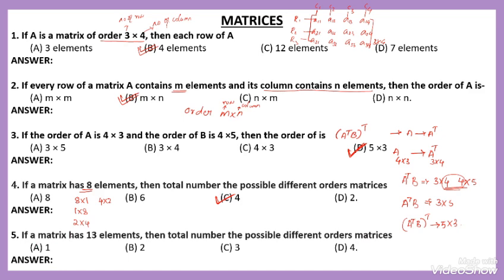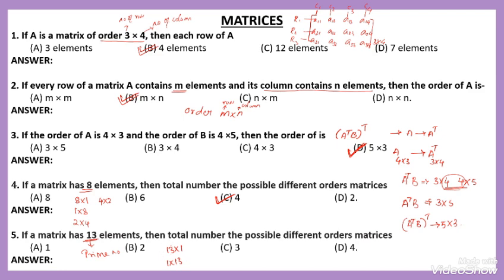Here, question number 5: if a matrix has 13 elements, then the total number of possible different orders. Because here 13 is a prime number, therefore there are only 2 orders possible, that is 13 cross 1 or 1 cross 13. Here there are only 2 orders.